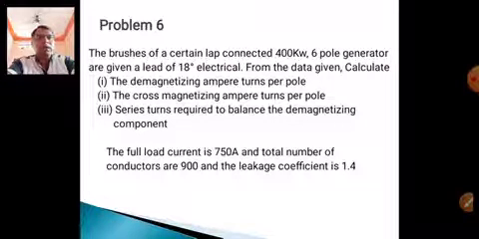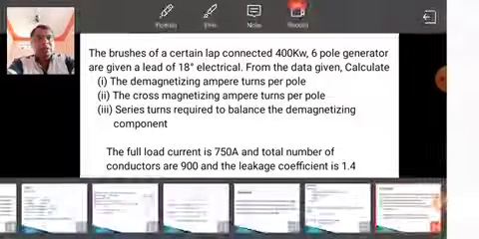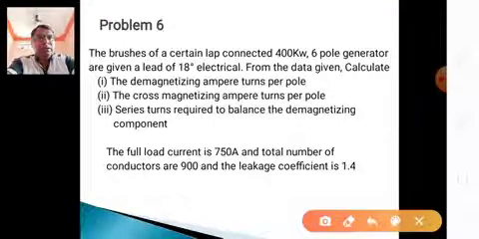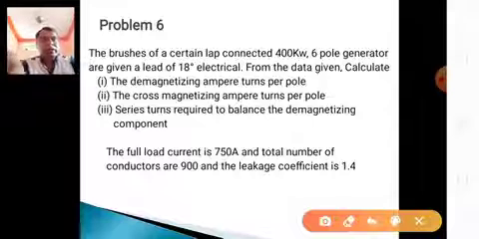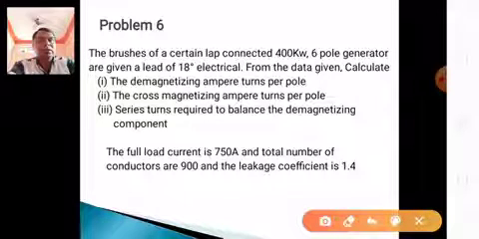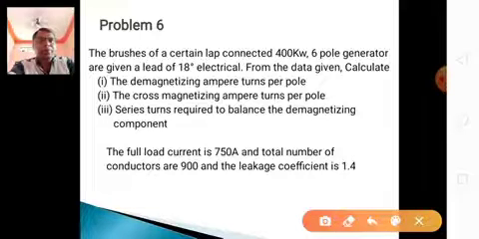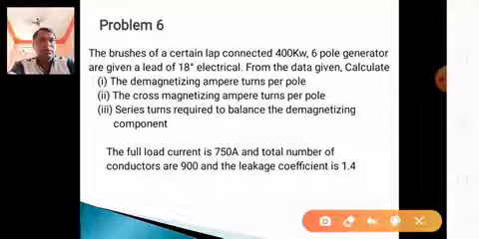So same problem. Here, the demagnetizing ampere turns per pole is Zi into T time by 360. Z is given. I also we have to find, from the full load current given, 750 divided by P since it is lap connected. The number of conductors is given, and T time is given, 18 degrees by 360. We have to find the value of demagnetizing. Next, cross magnetizing is the same: 1 by 2 Zi into 1 by 2P minus T time by 360, where I is equal to IA by P, and P is 6 poles.